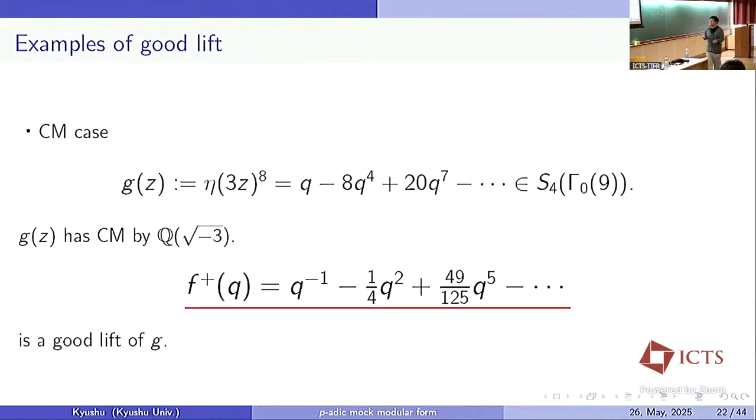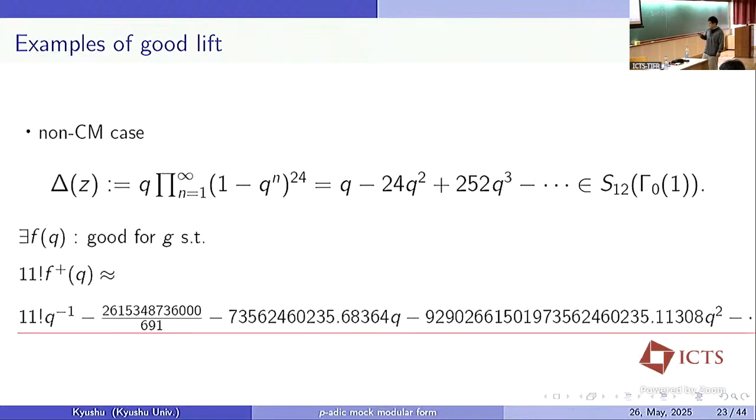Okay, let's see two examples of good lift. The first example appeared in the previous slide. This is a CM case example. Let g(z) be equal to η(3z)^8. This is a normalized eigenform in S_4(Γ_0(9)), and this has CM by Q(√-3). Then this F^+(q) is a good lift of g.